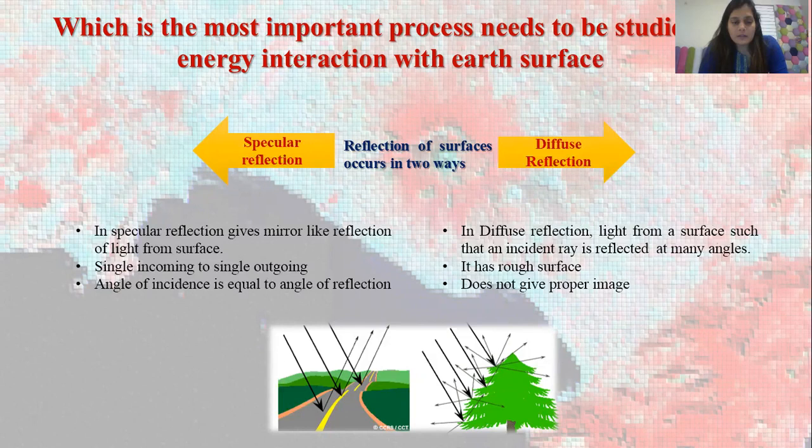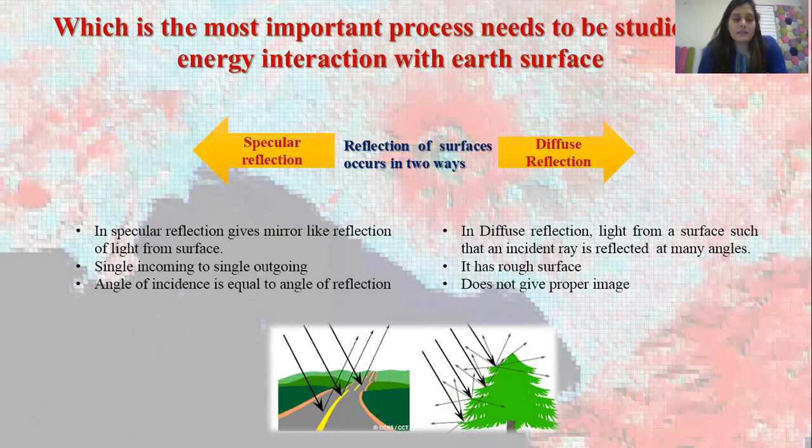Now, what is specular reflection? Specular reflection gives a mirror-like reflection of light. In simple sense, single incoming, single outgoing. As the incident ray comes, the reflected ray will be equal to it, and that will give proper information of each feature. If there is a mixture of elements, a tree, near it a road, near that a river, and there is diffuse reflection, what happens?